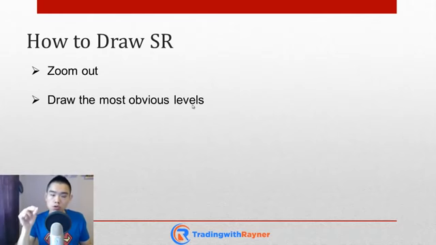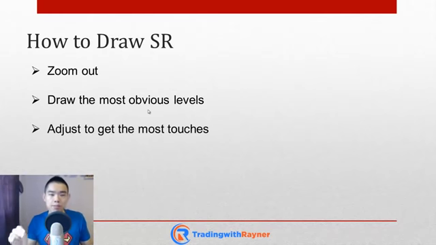Number 2, you want to draw the most obvious level. If the level sticks out, that level matters. If you're squinting your eyes trying to ask yourself, is that a level? Is that not? Then it's not a level. Ignore that. And number 3, you want to adjust your level to get the most number of touches. So let me explain these 3 steps.